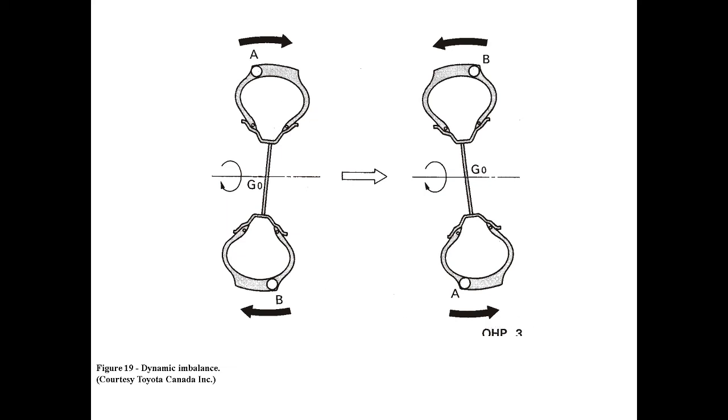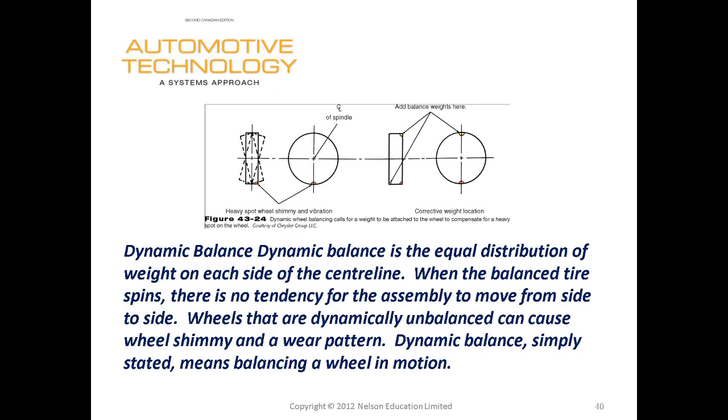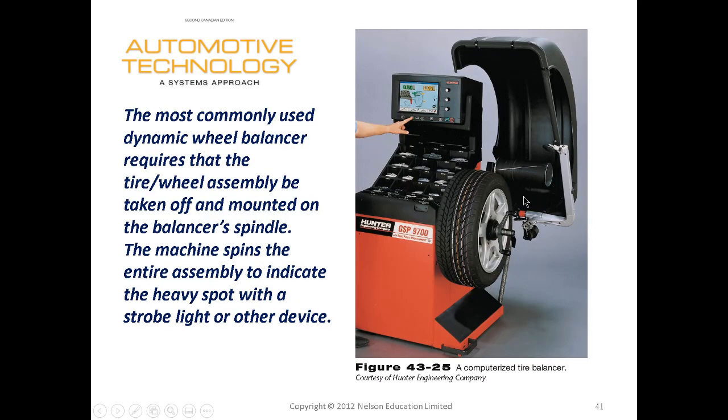How we go about checking this is kind of the same way, we're going to use a tire balancer. But doing a static balance, generally you're only going to place weights on one side of the wheel, whereas on a dynamic balance, you're going to be putting the weights on the inside and the outside of the rim. Most tire machines will give you the option to go with a static or a dynamic.